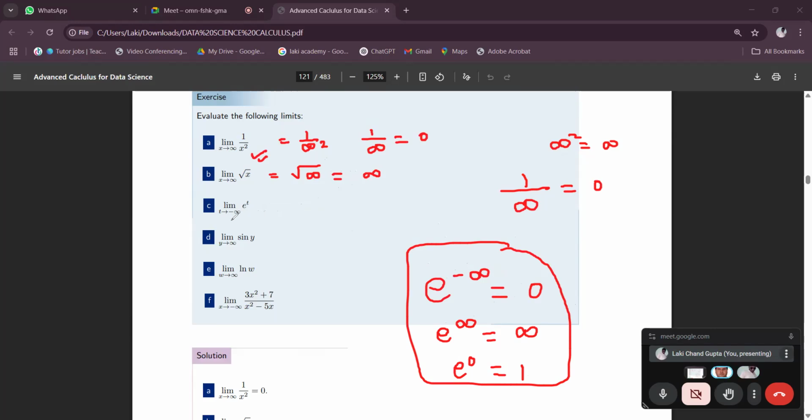Here t tends to, so e raised to minus infinity, because it's going like 1/e to the power infinity, it is just 0. Why? Because when you see the graph, e raised to minus infinity. Minus infinity means you are going toward the left side. When you are going toward the left side, you will get 0 here. Exactly, you will not get 0, but it tends to 0.